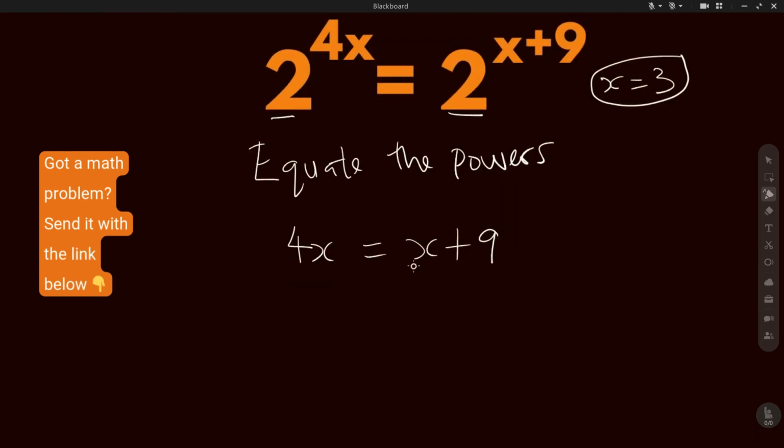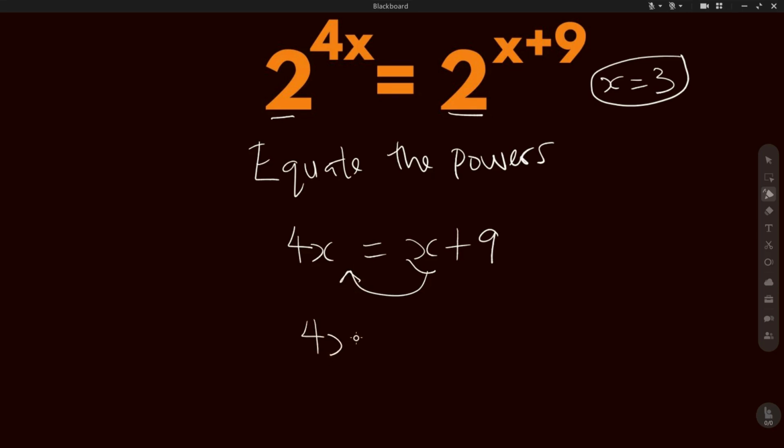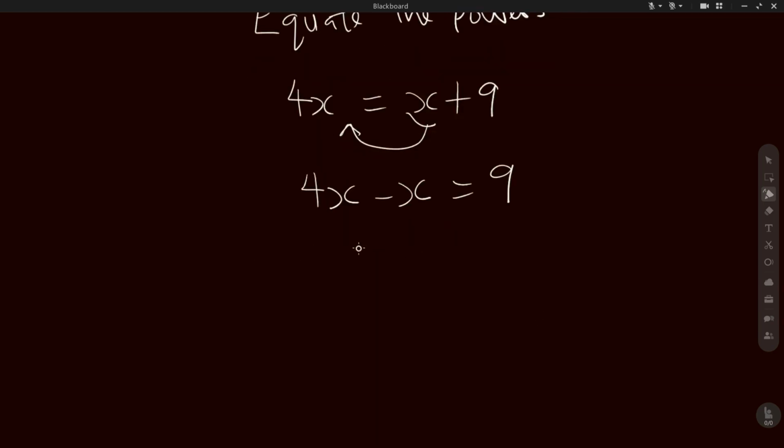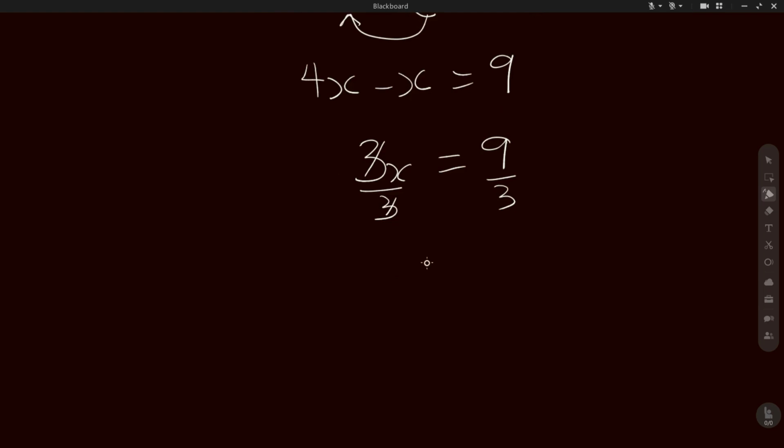When x goes to the other side by collecting the like terms, it becomes 4x minus x equals 9. 4x minus x will give 3x, the same thing as 4 minus 1. That's 3x equal to 9, and then we divide both sides by 3. 3 will cancel 3 here, and x will be equal to 3. 9 divided by 3 is 3.